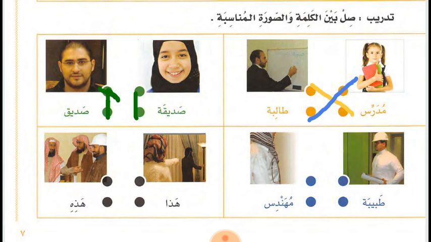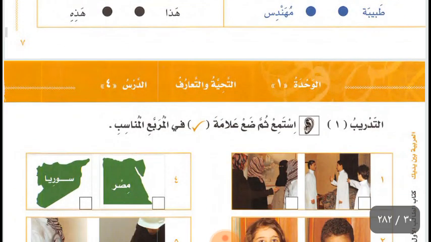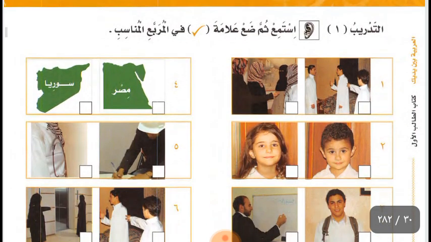Hadha, we join with the male one. Hadhihi, I join with the female one. Good. On the next page we have Tadrib Awwal. Istami' thumma da' alamat sahih, listen, then put a tick sign, fil-murabba' al-munasib, in the appropriate box. The solution of this question is not possible online because in this question the teacher says the name of one picture and the student takes that picture. It is not possible here.